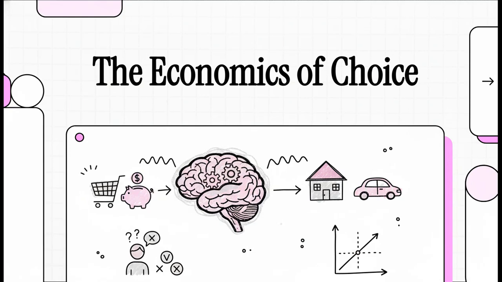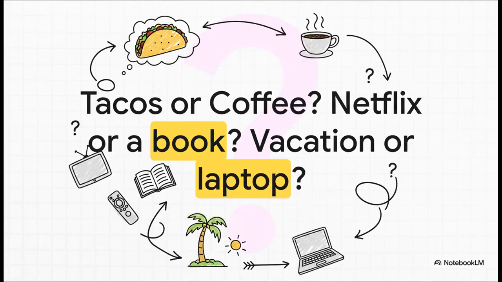Have you ever wondered if there's a science behind your everyday choices? Well, there is. Today, we're going to break down the really elegant economic theory of how you decide. We're actually going to build a model of choice right from the ground up. I mean, just think about it for a second.